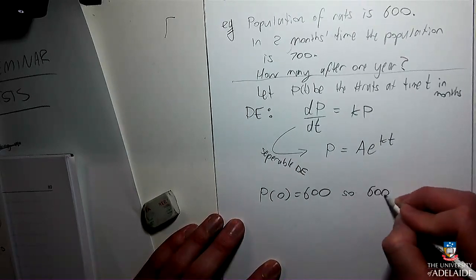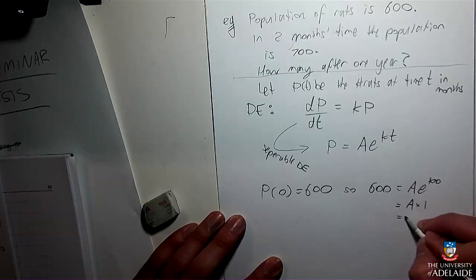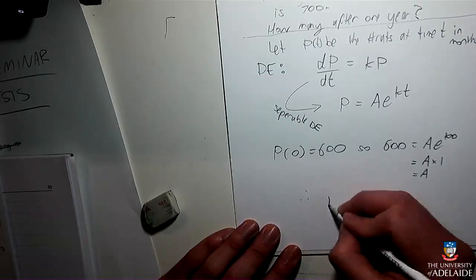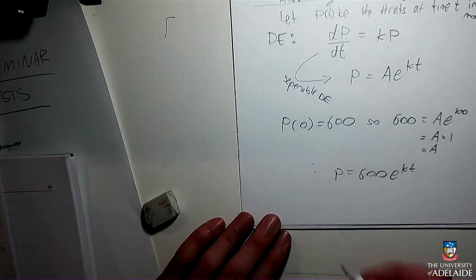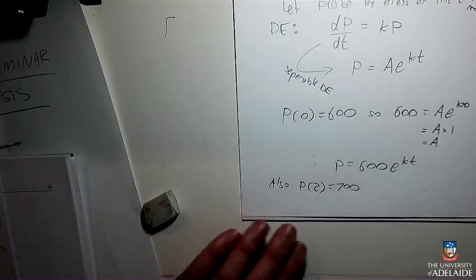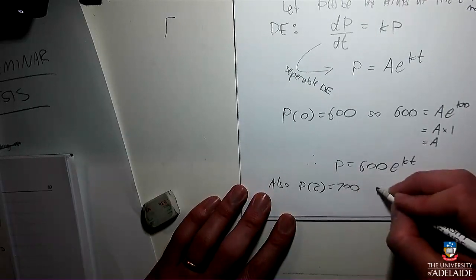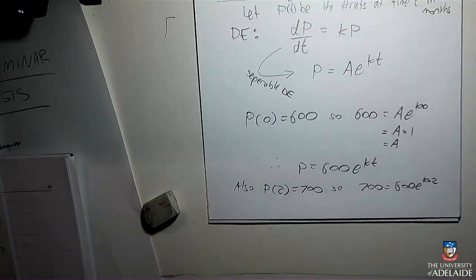So we get that 600 is A e to the k times 0, which is A times 1, which is A. So the A is 600, and so therefore we actually have that P is 600 e to the kt. And also, P of 2 is 700. And so 700 is 600 e to the k times 2. And we have to solve that to figure out what k is. Technically, we don't actually need to know what k is. We just need to know what e to the k is, which is a neat little trick, actually.